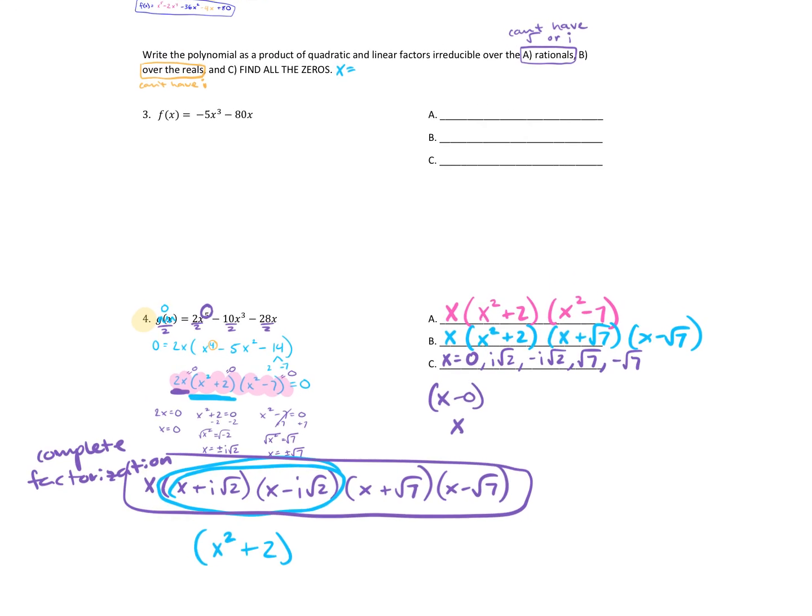So when I first get the test, the first thing I would do is write: for irreducible over the rationals, can't have square roots, can't have i's. For irreducible over the reals, can't have i's. I would write that down to begin with, just so that when I go to write my answer, I can look back and remember, oh, for part A, I can't have a square root in my answer and I can't have an i. For answer B, I can't have i's in my answer.